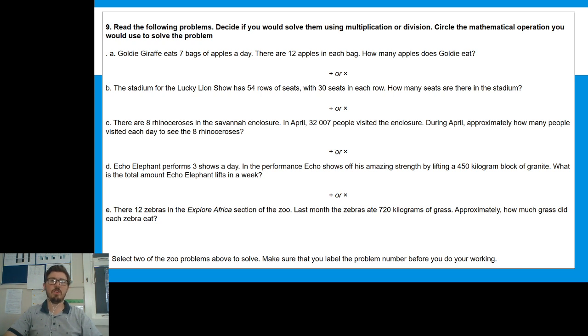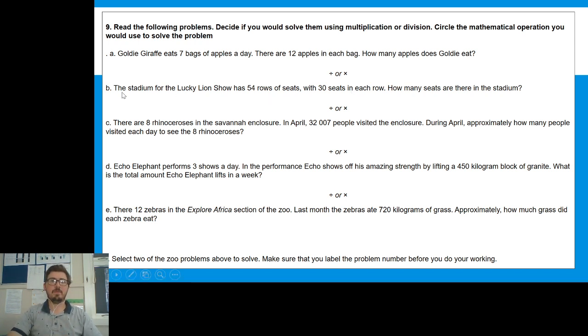So it wants to find a total. And it's using words like each. And it's using a lot of words like groups of. Groups of relates to multiplication and division. But if it's looking for a total, it's probably going to be multiplication, isn't it? So I would circle the multiplication sign there. And then I'll take the numbers, which are 12 and 7, and I'd use that operation. Okay? And then I'd find my answer to work out how many apples Goldie eats.